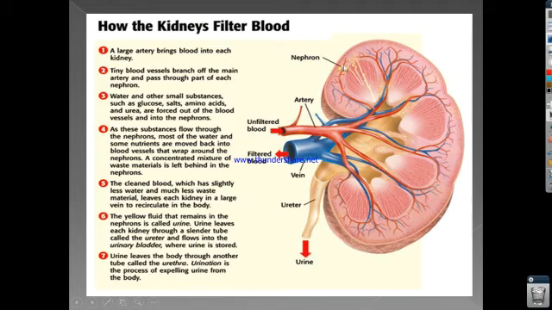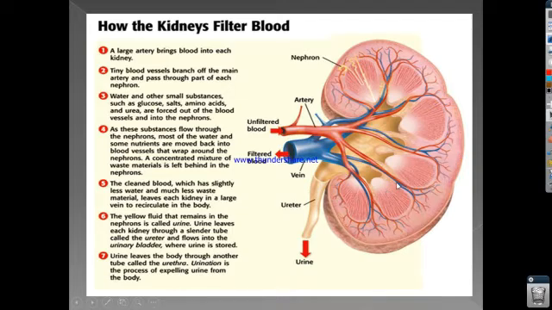Here. As these substances flow through the nephron, most of the water and some nutrients are moved back into blood vessels that wrap around the nephron. Now we have a mixture of wastes. The concentrated mixture of waste materials is left behind in the nephron. And the cleared blood, which has slightly less water and much less waste materials, leaves each kidney in a large vein to recycle in the body. It will recycle again in the body to make 350 times.